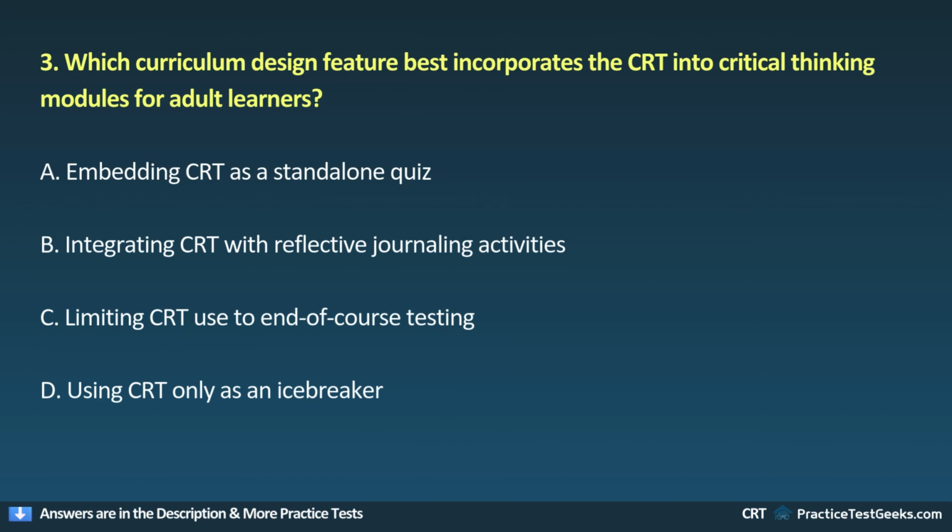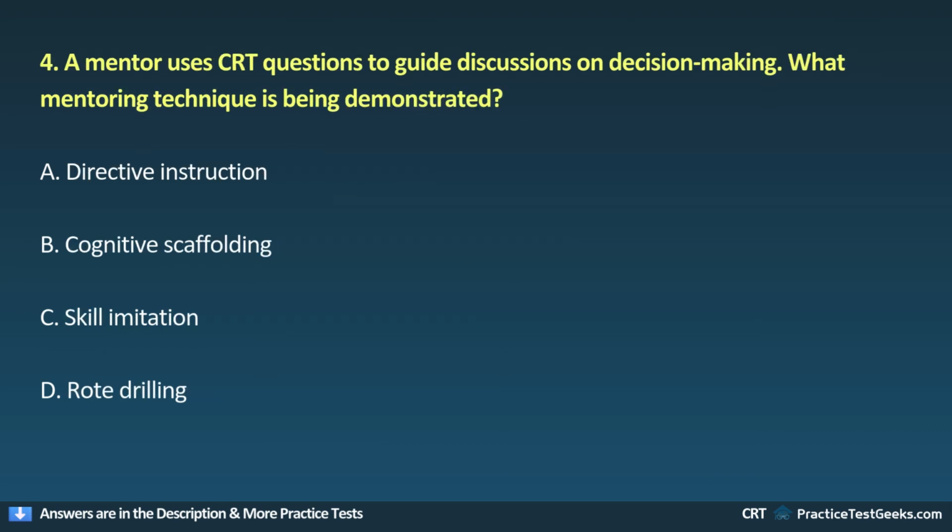3. Which curriculum design feature best incorporates the CRT into critical thinking modules for adult learners? A. Embedding CRT as a standalone quiz. B. Integrating CRT with reflective journaling activities. C. Limiting CRT use to end-of-course testing. D. Using CRT only as an icebreaker.